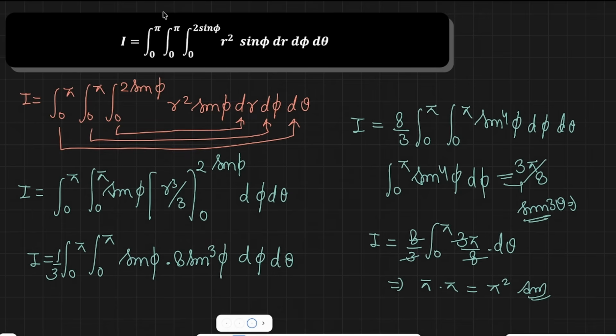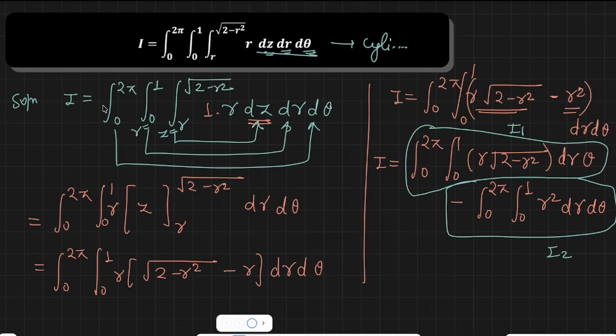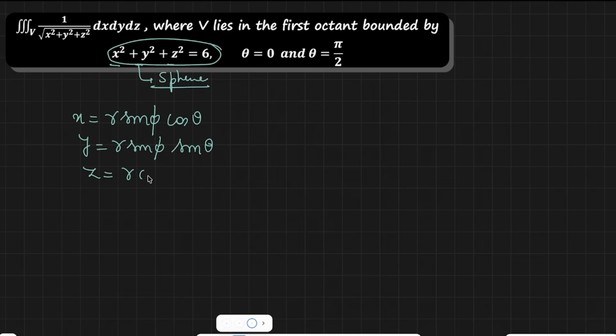Okay, this is the equation of a sphere. Then you have to use the spherical coordinate system. What is the spherical coordinate system? x is equal to r sin phi cos theta, y is equal to r sin phi sin theta, z is equal to r cos phi. Here phi is the angle with the z axis, theta is the angle in the xy plane.